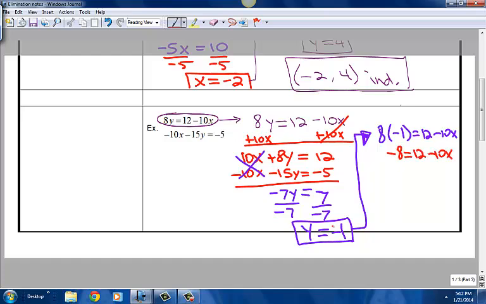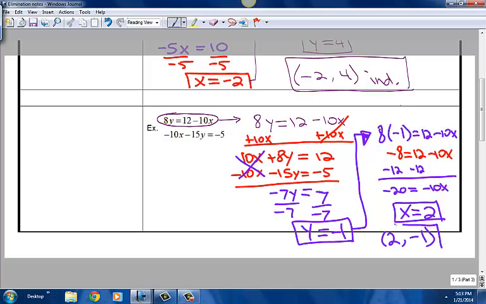Does everybody see how I just plugged the negative 1 in for y in that first equation? 8y is now 8 times negative 1. And now I'm just going to simplify and solve by moving the 12. If I divide that negative 10 off, x will equal positive 2. The final answer then is 2, negative 1. And again, since there's exactly one solution, it's independent.